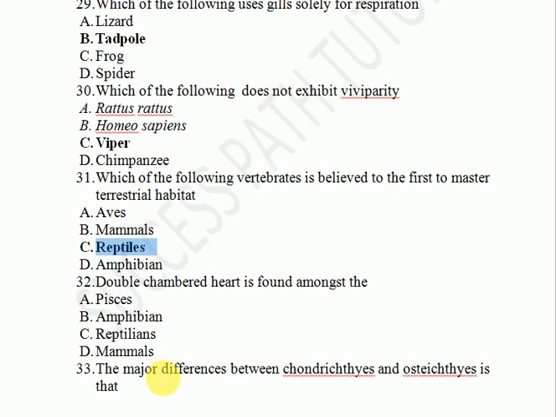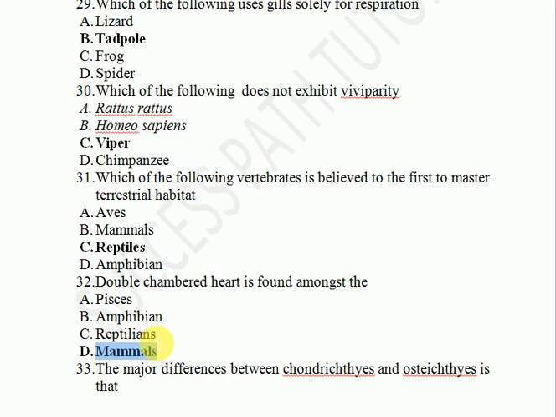Double chambered heart is found amongst your mammals. Let me explain that now. In Pisces, you have just one auricle and one ventricle. For amphibia, you have two auricles, one ventricle. Alright? In reptilia, you have two auricles, two ventricles. But those two auricles and two ventricles are not fully divided into right and left parts.